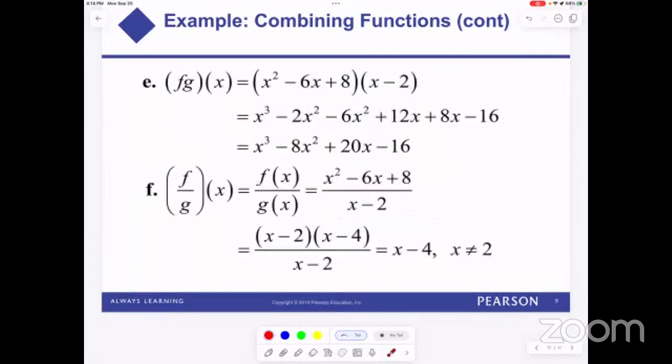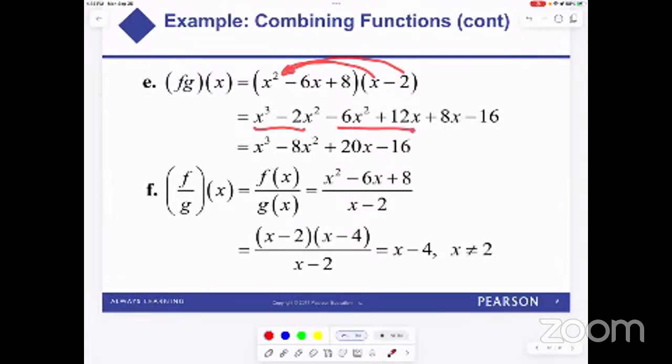So again, for E, they did x squared times x. They also did -2 times x squared. That's where this comes from. Then basically -6 times those two are here, and then 8 times those two. Then you combine like terms, and you'll get here.